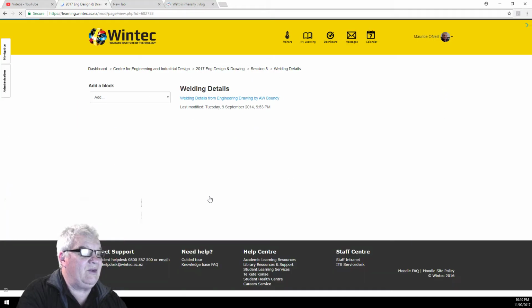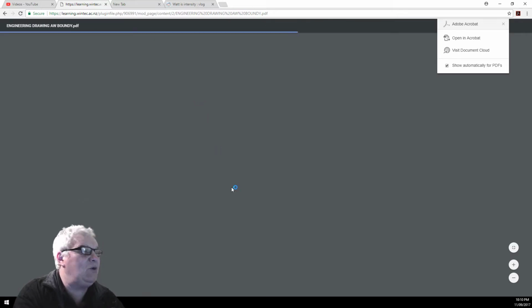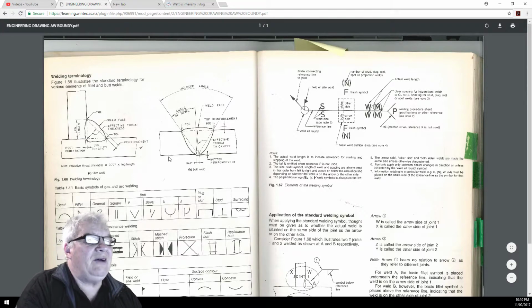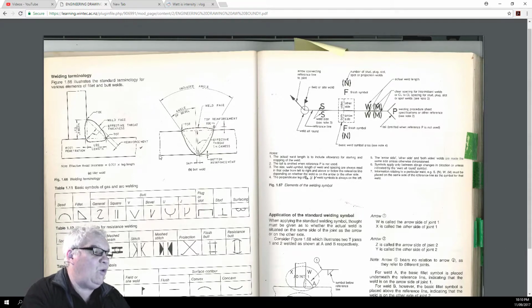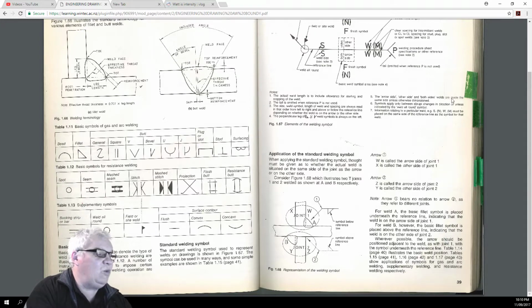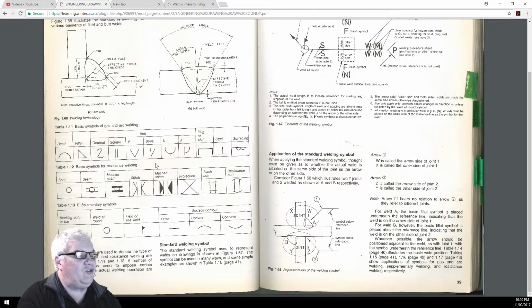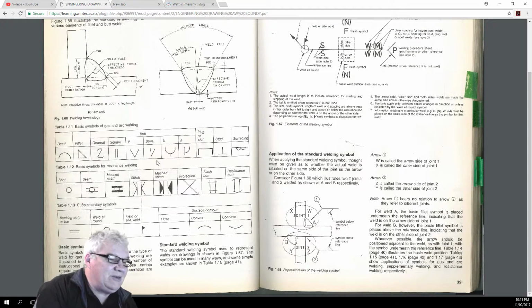What's that all about? Well, that's some stuff from a welding Bible, I'm informed, called Boundy, and all things welding are in Boundy. You can see this is a book that was given to me by another tutor, and they've got it all marked up and ready. So this tells you all of the information about welding and the names of welds and stuff like that.